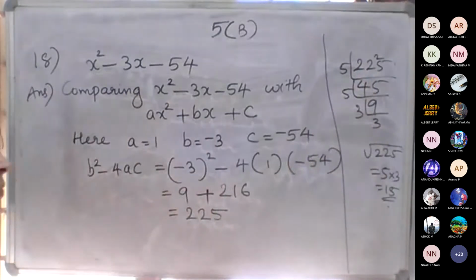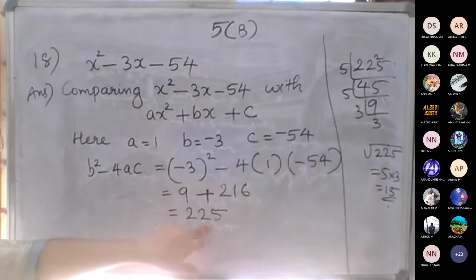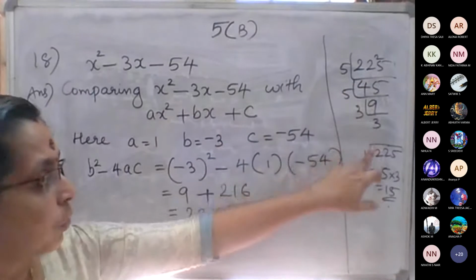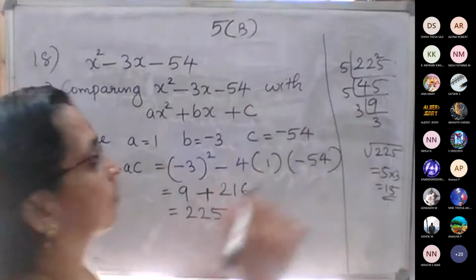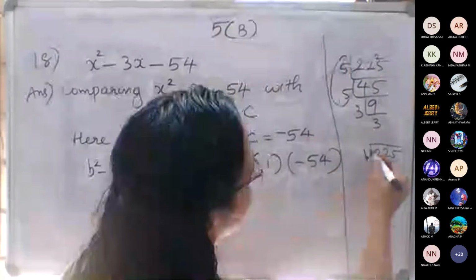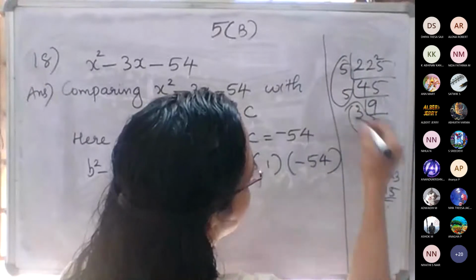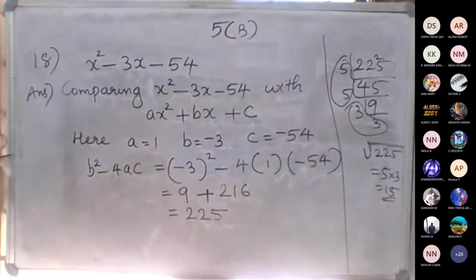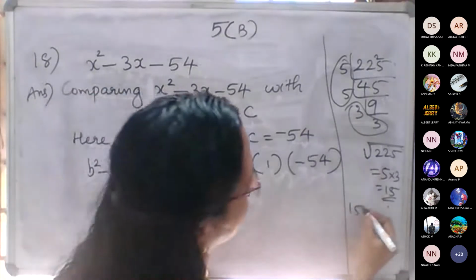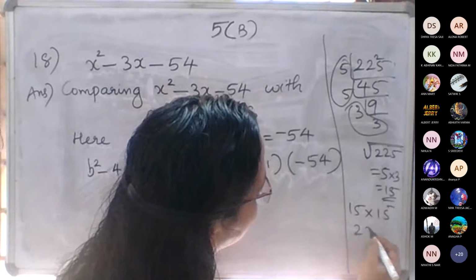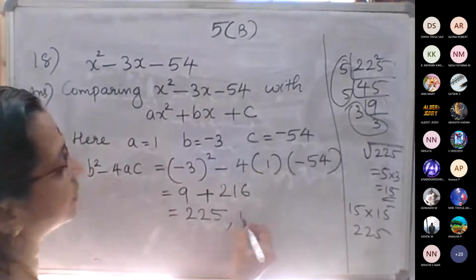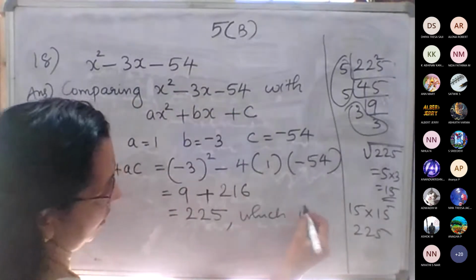Another method: the prime factorization method of 225. Do it. Then join the roots. Root means what? Joining 2, so 5 into 3, 15. Already we studied all these things in 8th standard. So 15 into 15, we will get 225. So we can say that it is a perfect square.